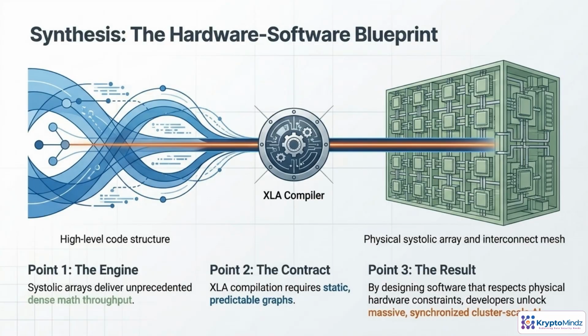TPUs work so well because the entire stack is designed as a single blueprint. At the hardware level, systolic arrays are the engine. They drive dense matrix math through a fixed, rhythmic data flow. To feed that engine efficiently, XLA expects a clear contract from your code, mostly static, predictable graphs that can be heavily optimized ahead of time. When your model respects those constraints, the payoff is huge. Tightly synchronized chips, high utilization, and cluster-scale AI that feels almost like training on one giant accelerator.